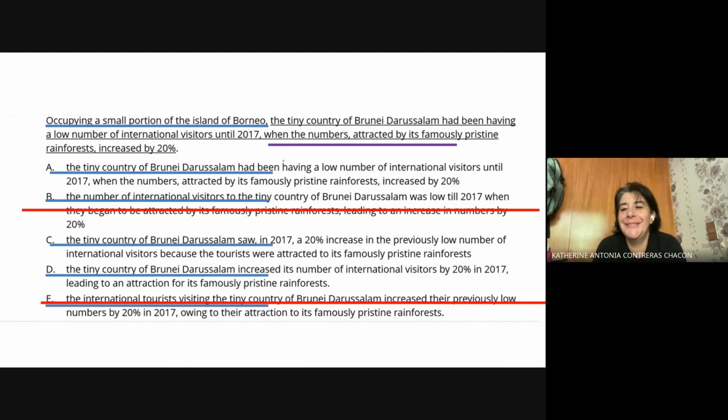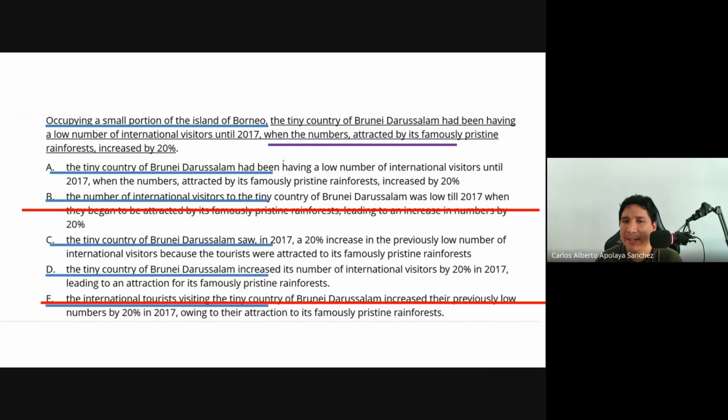I didn't understand what you were trying to say in that part. Yes, when the numbers, imagine that we're talking about the tiny country, which had been having a low number of international visitors until 2017. And when the numbers attracted, the numbers are attracted or were attracted in this case, but they were not attracted. Who were attracted, Catherine?